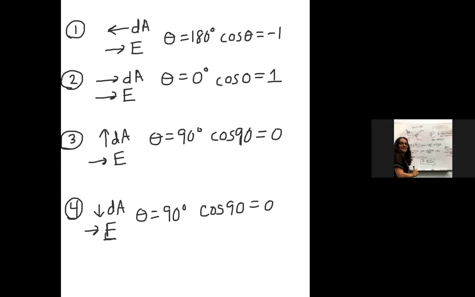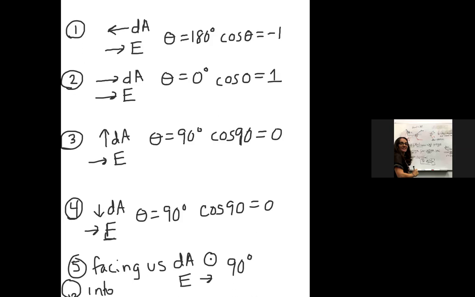And for faces 5 and 6, it's hard for me to draw. 5 would be like facing us, like out of the page, dA, right? So like out of the page, like a vector coming out towards you. And E is to the right, 90 degrees, 0. And for 6, it would be like into the page.